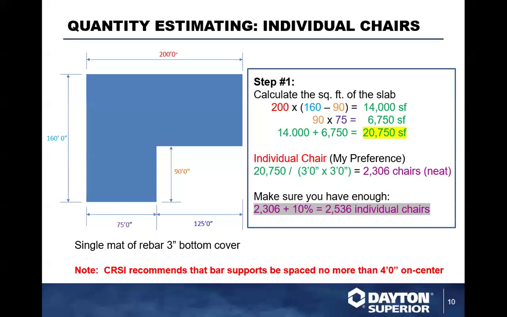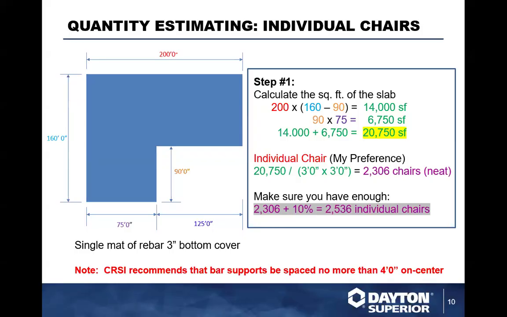For individual chairs, typically individual chairs are a cheaper option than a slab bolster or slab bolster upper. For individual chairs, I like to go 3 foot by 3 foot. And that is my preference. If any of you know me, I'm a big guy. I walk out on a slab, I'm gonna make it move. Plain and simple. So I like to go a little bit tighter. So I would space it out at 3 by 3.